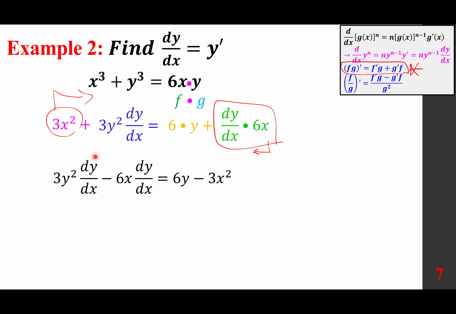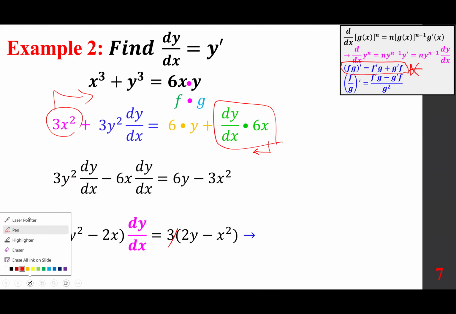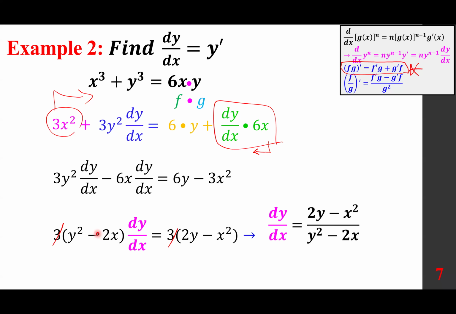So if you take the 3 dy/dx out, this gives us y squared. And this gives us negative 2x. And this one, you simply just take out the 3. You get 2y minus x squared. To divide both sides by this, we just first drop the common factor of 3. Then we divide, and that's dy/dx equals 2y minus x squared over the coefficient of dy/dx, which is y squared minus 2x.